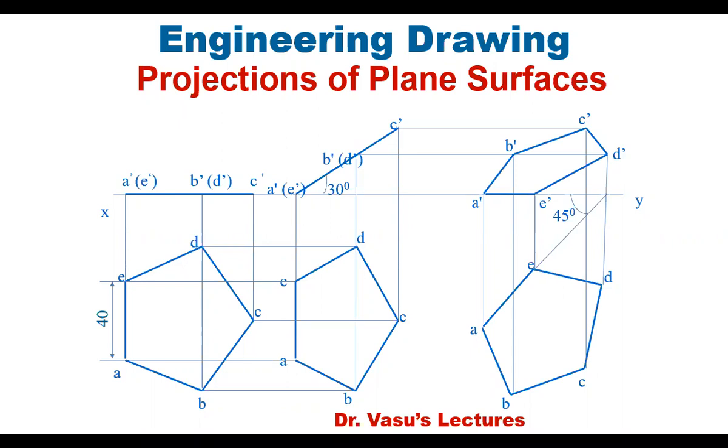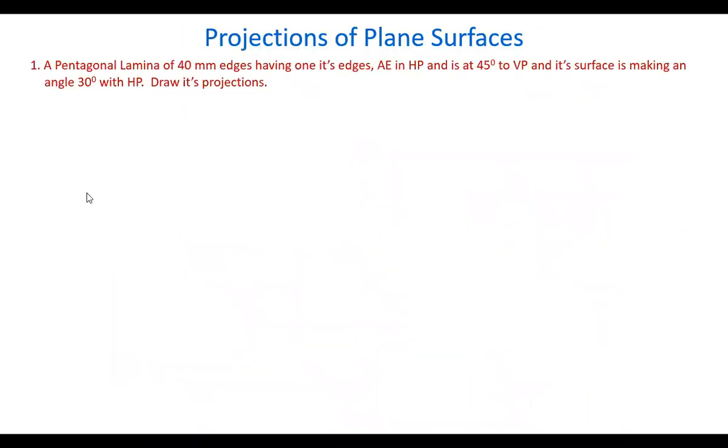Now, let's see the projections of a pentagonal lamina inclined to both the reference planes. Let's take a pentagonal lamina of 40 mm edges. Its edge length is given. Having one of its edges AE in HP, and this edge is at 45 degrees angle to VP. Its surface is making an angle 30 with HP.